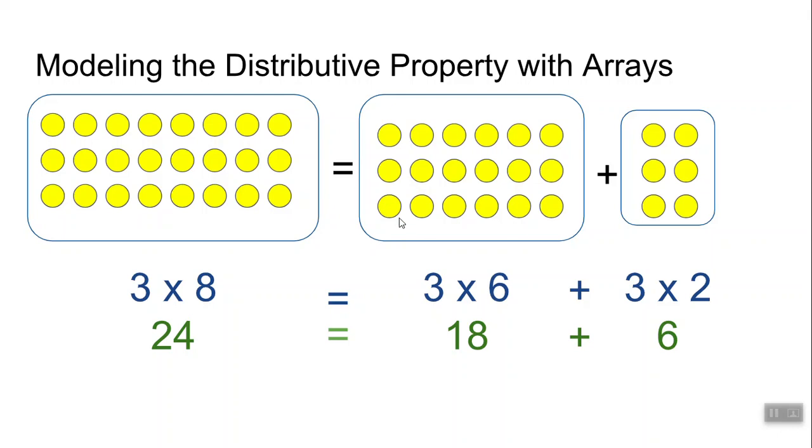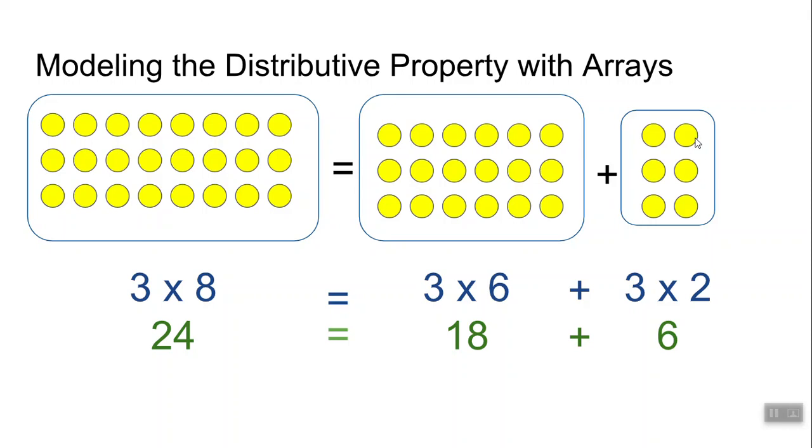I still have 3 rows in each of my arrays. However, in the first one to the right of the equal sign, I only have 1, 2, 3, 4, 5, 6 counters. So to find the area of this array, or to find the product of 3 times 6, I skip count by 6 3 times. 6, 12, 18.